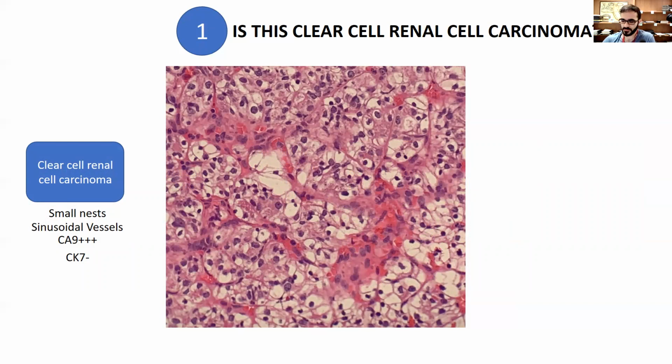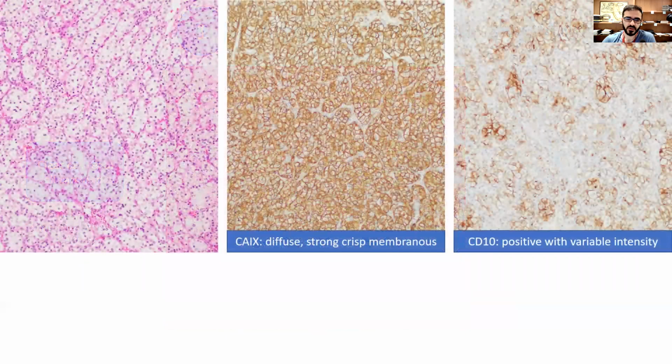Another important thing is carbonic anhydrase 9 and CK7 status of the tumor. Cytokeratin 7 should be negative. Carbonic anhydrase 9 should be positive, but how positive is also important. There will be diffuse and strong, crisp, membranous staining in clear cell renal cell carcinoma most of the time. And CD10 will be positive with variable intensity.